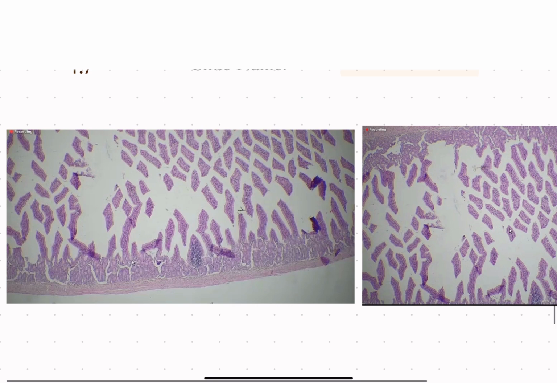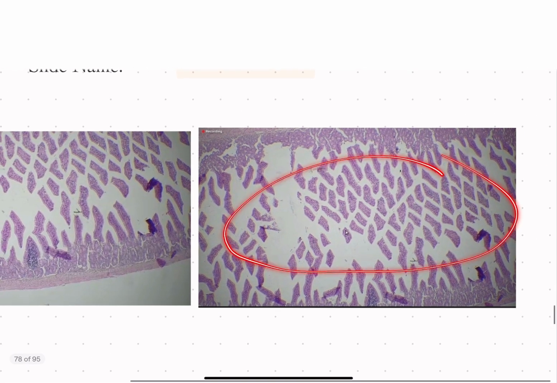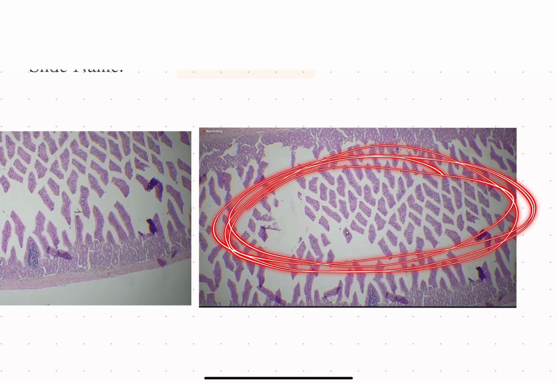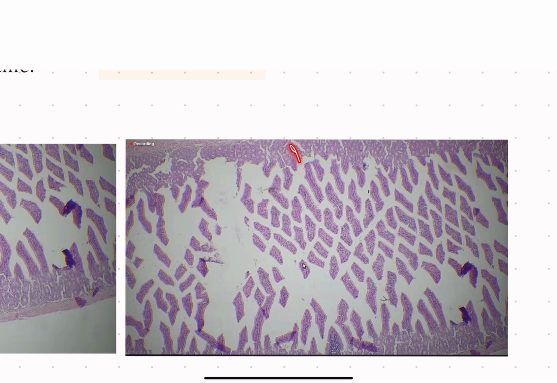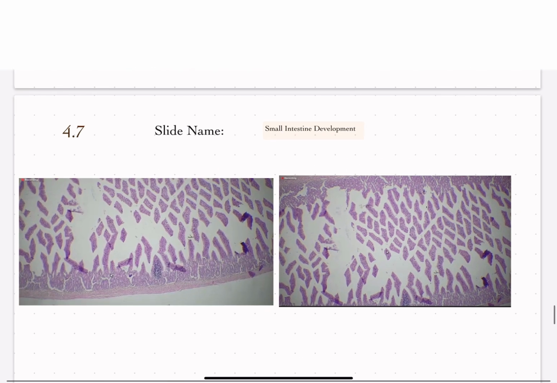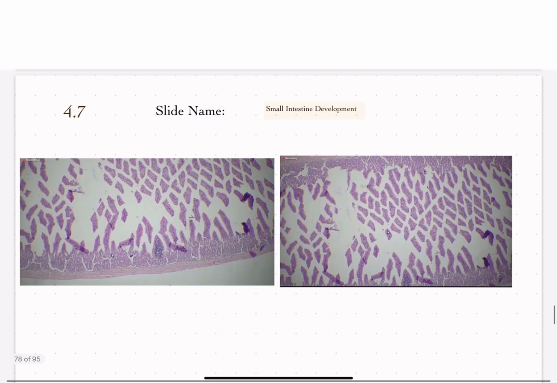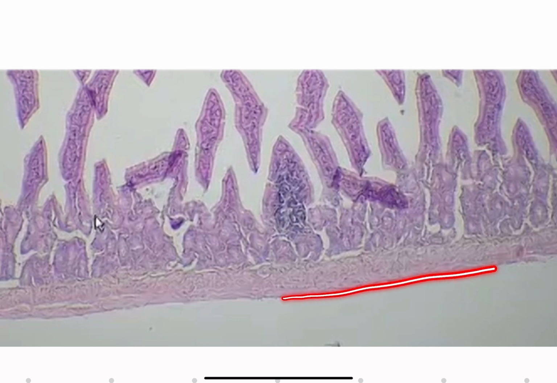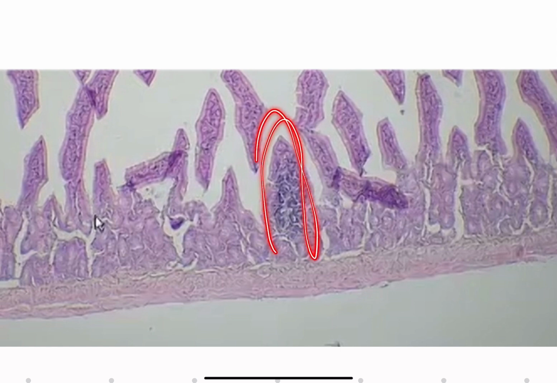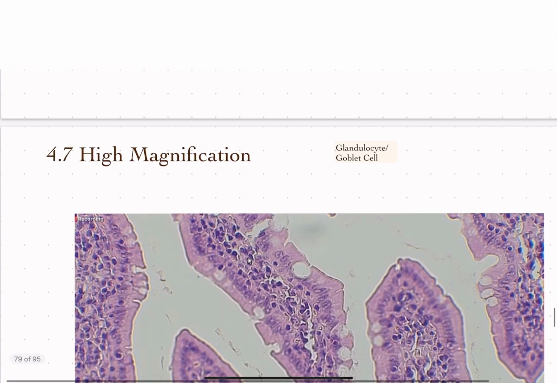Then we have the small intestine development, and here we can see all of this recanalization happening for the intestine or the villi. Maybe it's not even a recanalization occurring, maybe it's just the villi being cut in a weird way. But here they can ask you about the muscularis externa, including the inner and outer, I would say circular layer, the tunica serosa, and the submucosa, as well as the villi itself.